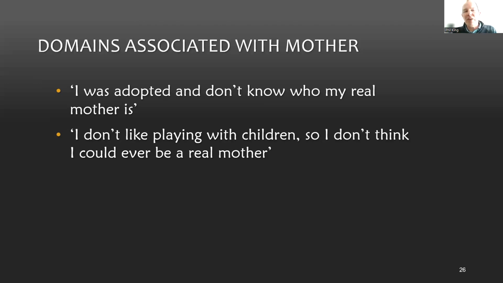Here, it's not to do with giving birth that makes you a real mother or not. It's to do with the fact that you like being with children, that you like helping children. So it seems that there is another domain, the nurturance domain, in which we think of mother or a real mother as the one who raises a child. Those are the attributes that are most important.